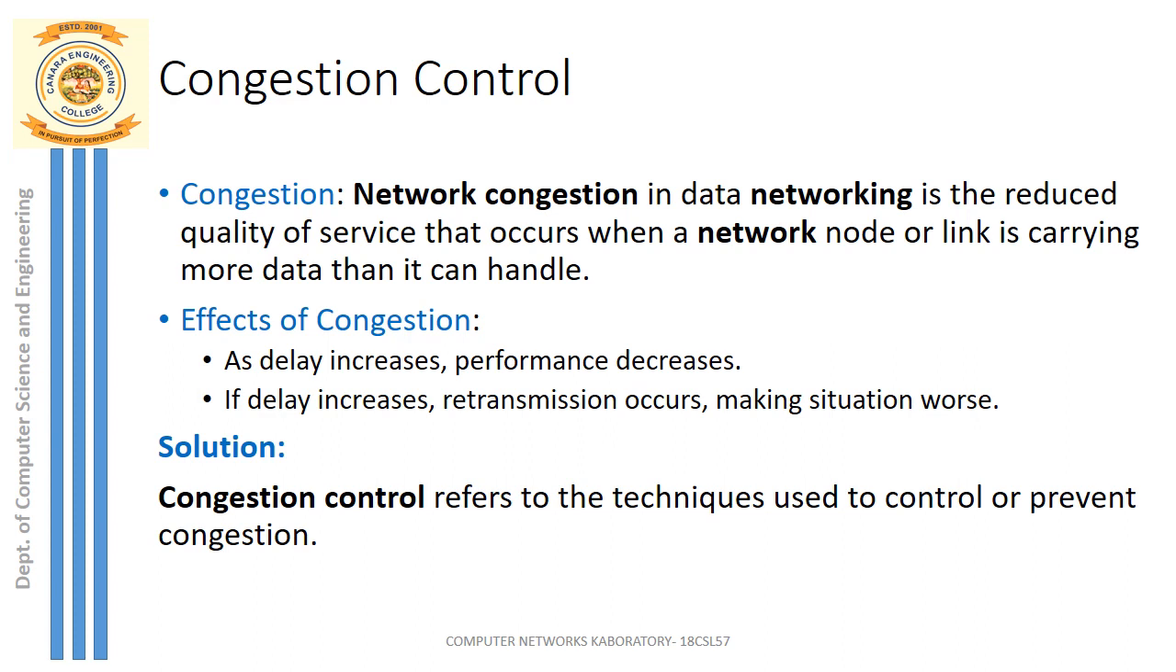If there is any congestion in a network, then the delay will increase. When the delay increases, the performance of the network decreases. And if the delay increases, then obviously there will be a loss of data and retransmission of the packet occurs, which makes the situation worse. So in order to increase the performance of the network, we need to control the congestion. So the solution is congestion control, which refers to the technique used to control or prevent congestion.